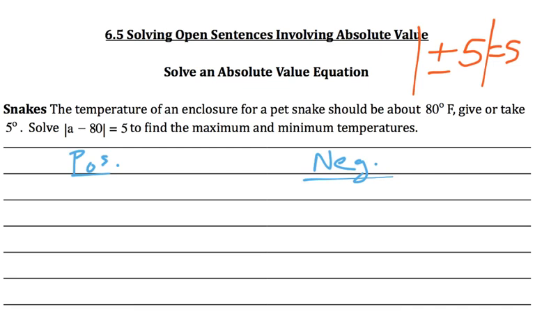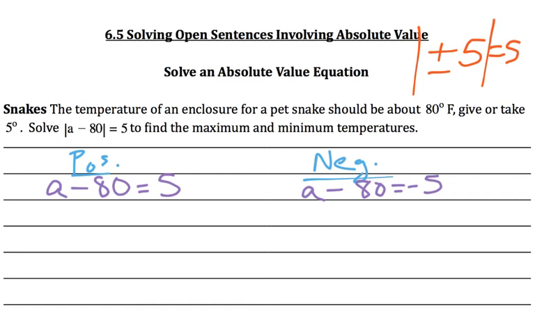Because of that, I can just rewrite A minus 80, and I'm going to set that equal to positive 5, because that inside will be positive 5. But on the negative side of things, let's say it ended up being negative. Well then, whatever's in there could also be equal to negative 5. If it's 5, I get the same result. If it's negative 5, I get the same result. But I have to set up a second equation because I get two answers to these.